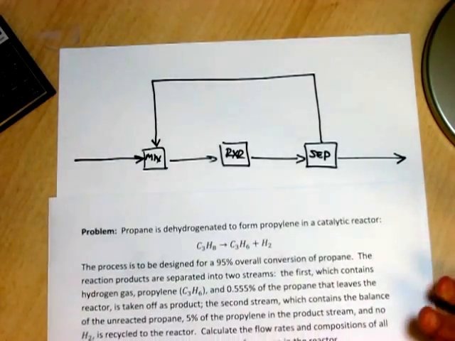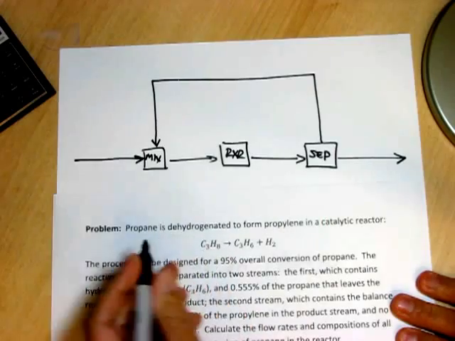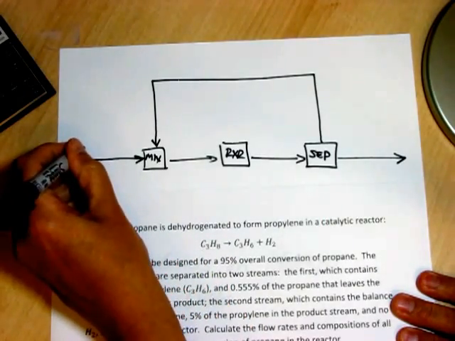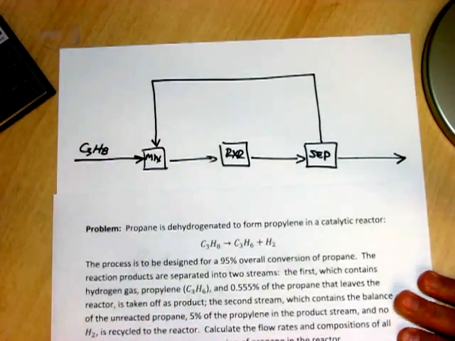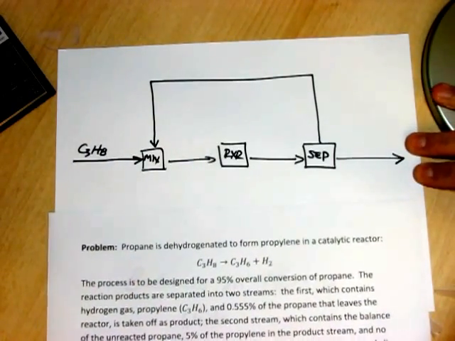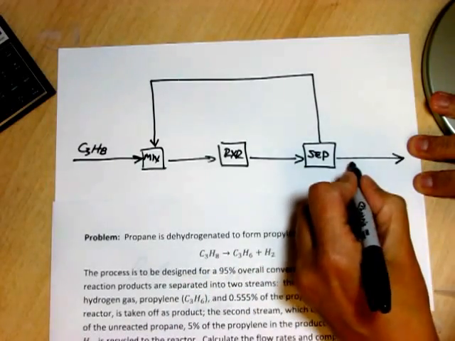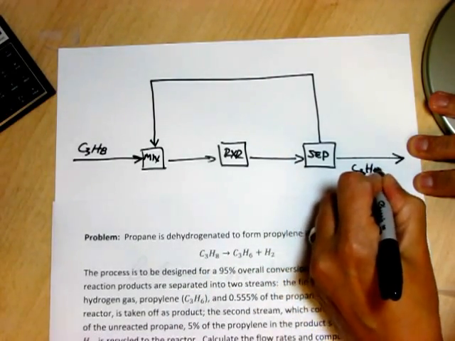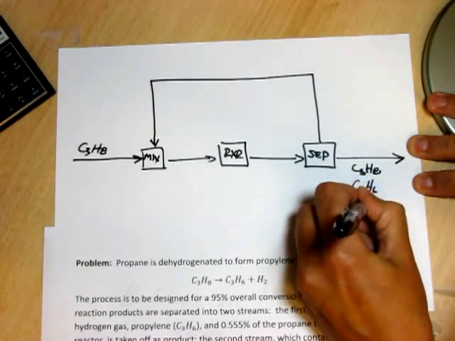Reading the problem again. Propane is dehydrogenated to form propylene in a catalytic reactor. So the feed, the fresh feed, is C3H8. And in the product stream, we're going to have some of the reactant, because not all is converted. So we're going to have C3H8. And we're going to have the two products, C3H6 and H2.